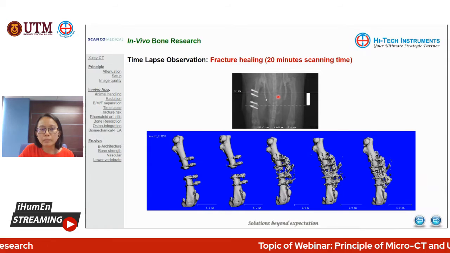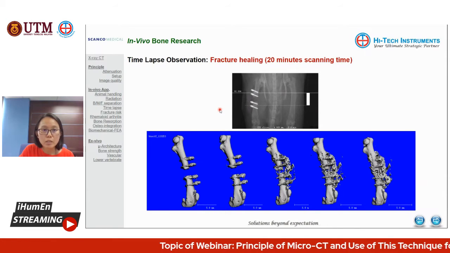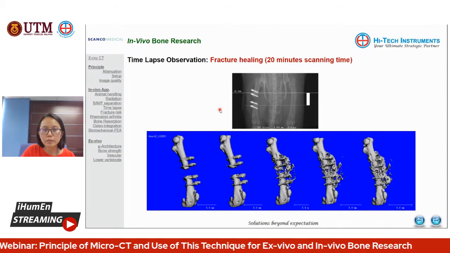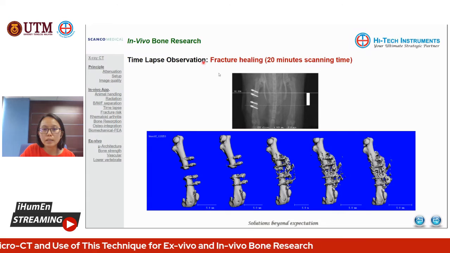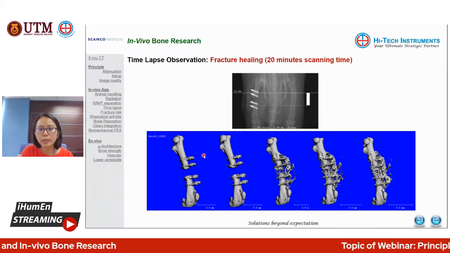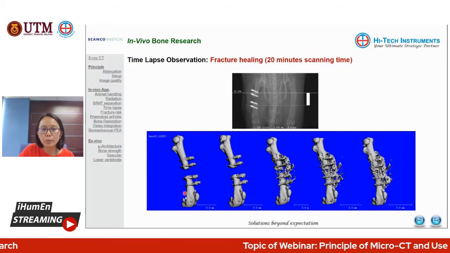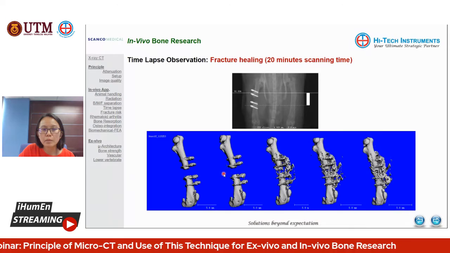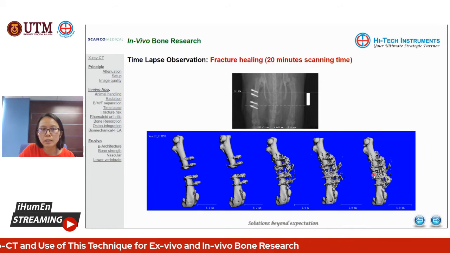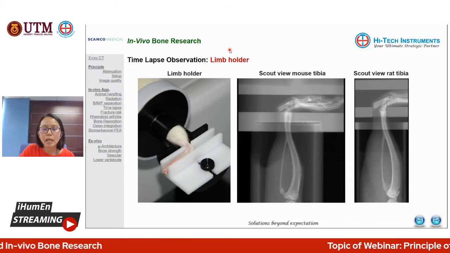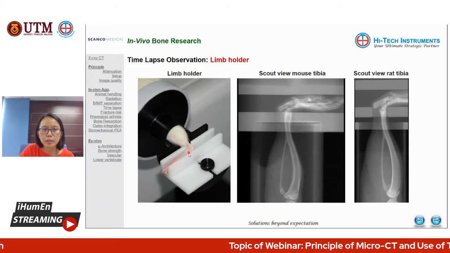And the most famous bone research for in vivo would be the time-lapse observation to look at the fracture healing. So to ensure an accurate follow-up scanning, we can either scan the whole bone piece, like the whole tibia here. After we apply some fracture at the center, we can do time-lapse monitoring over time to look at the healing. Or we can also utilize accessories like a limb holder, which is what you can see here.